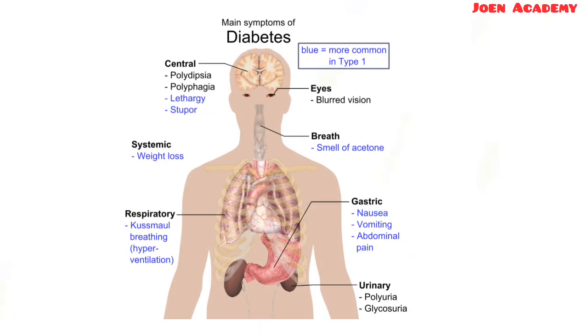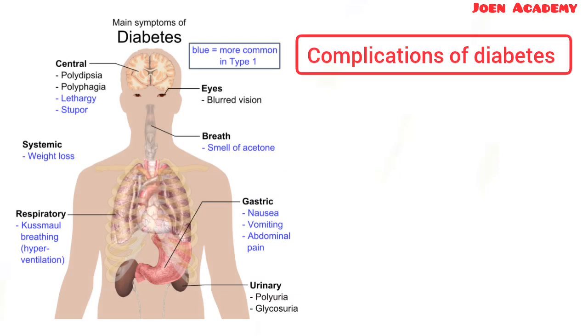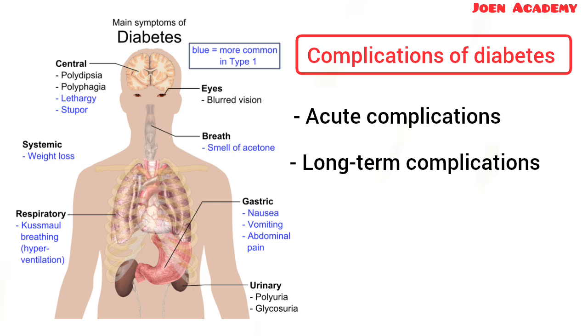In our previous video on diabetes, we were able to talk about the causes of diabetes. In this video, we are going to look at the complications of diabetes. What are the complications of diabetes? Diabetes can lead to acute and long-term complications. Let's look at the acute diabetes complications.